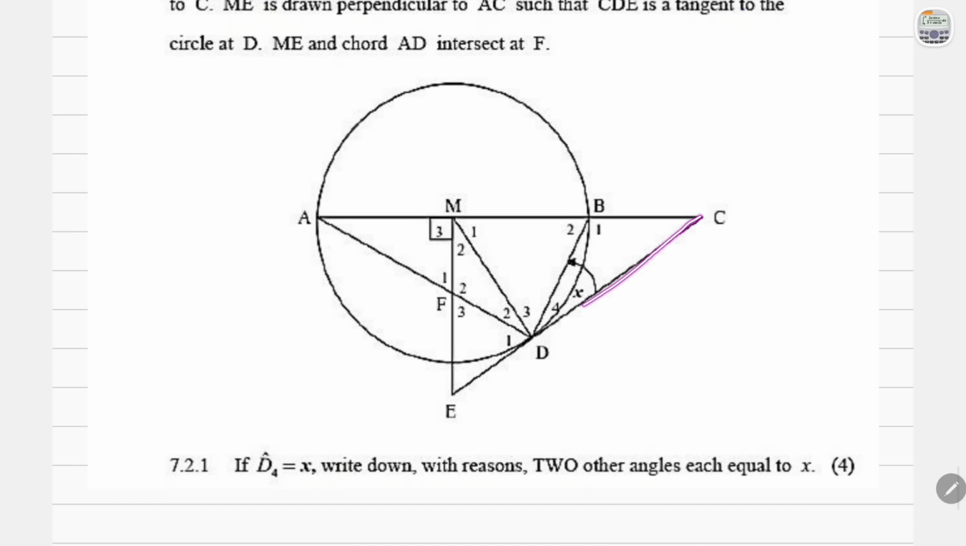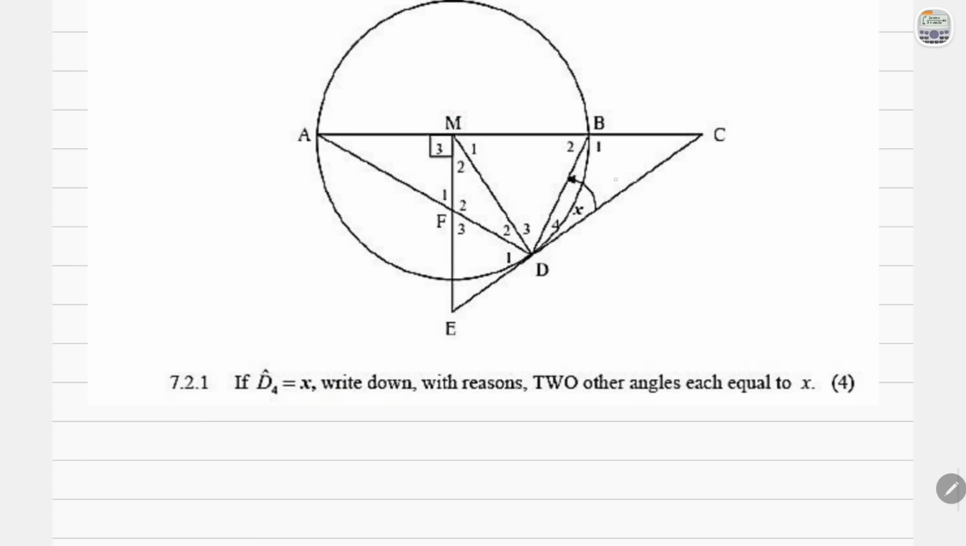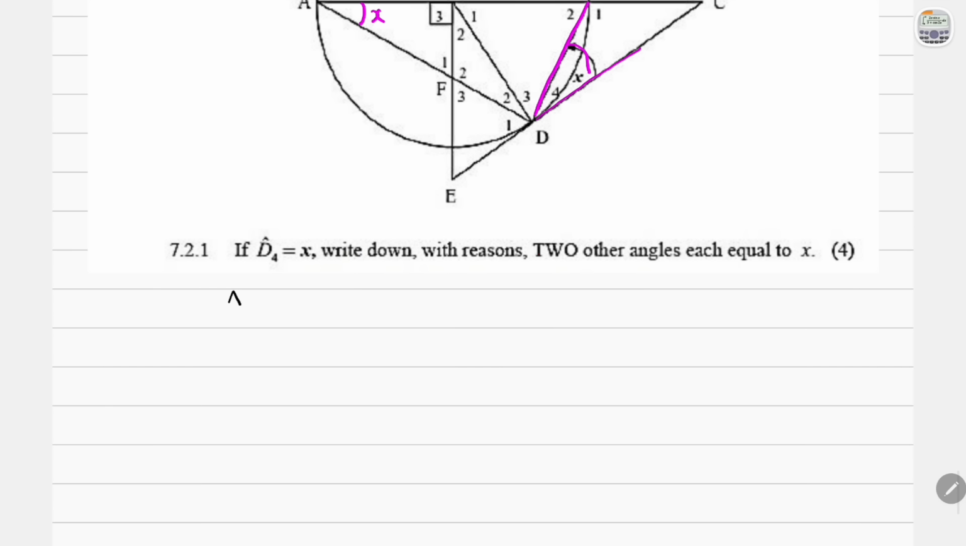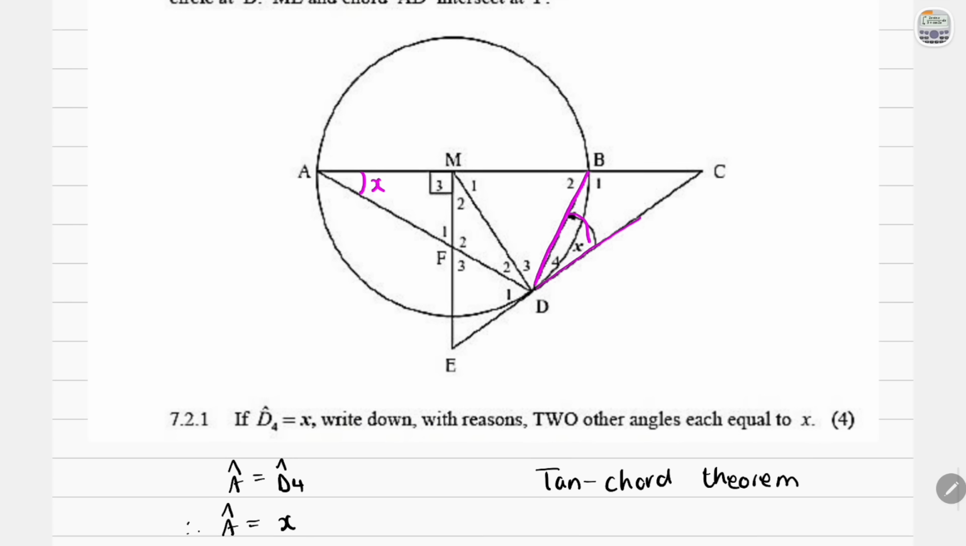Okay, great. We have a tangent here, so this can really move around. So let's start here. If we can see that the angle between the tangent and a chord is X, then this is going to be equal to the angle at the circumference subtended by the same chord BD. So we can see that angle A is also equal to X. So we'll say angle A is equal to angle D4. Therefore, angle A is equal to X. And this is because of the tan chord theorem. Okay, so that's one other angle equal to X.